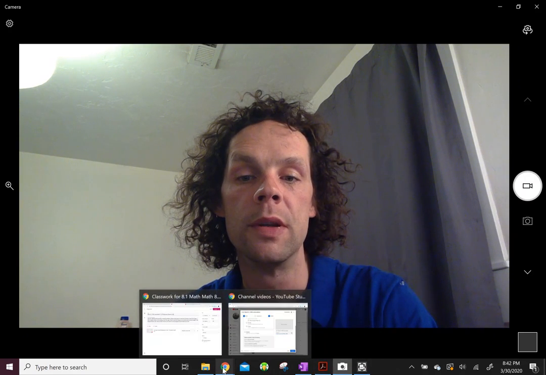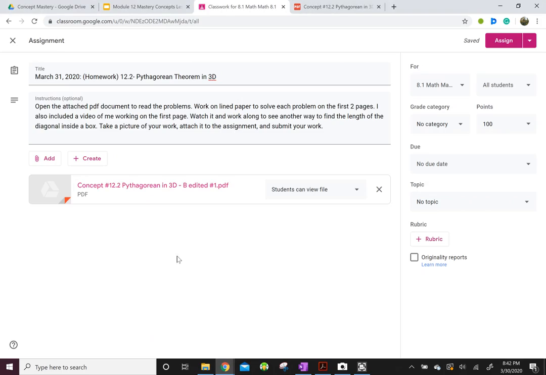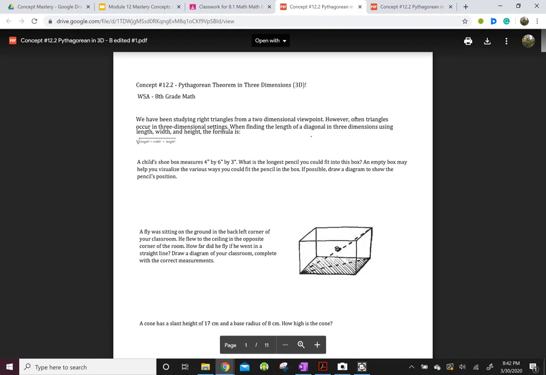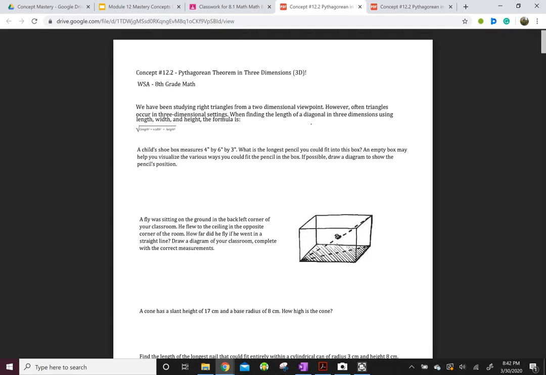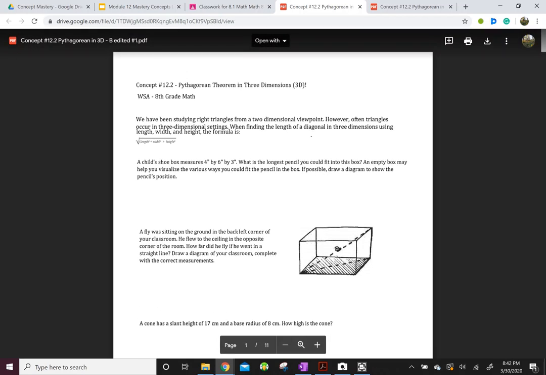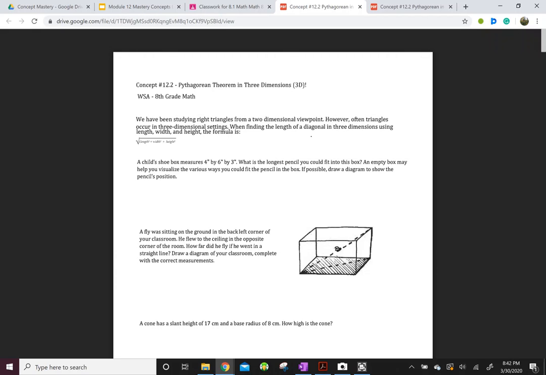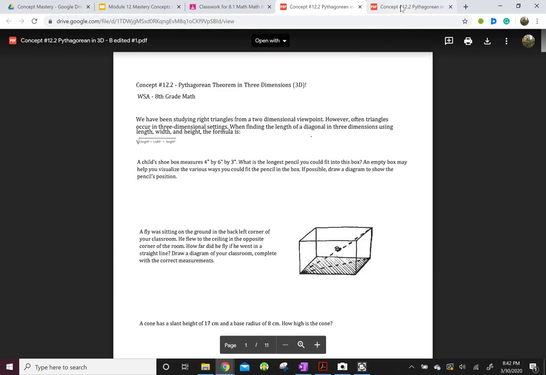So you're going to go into the classroom and open the document that looks just like this. You're going to find that in your stream or on the calendar or wherever you like to find your homework, classwork, exit tickets. And you're going to take out a piece of paper, and work these problems out on a piece of paper.